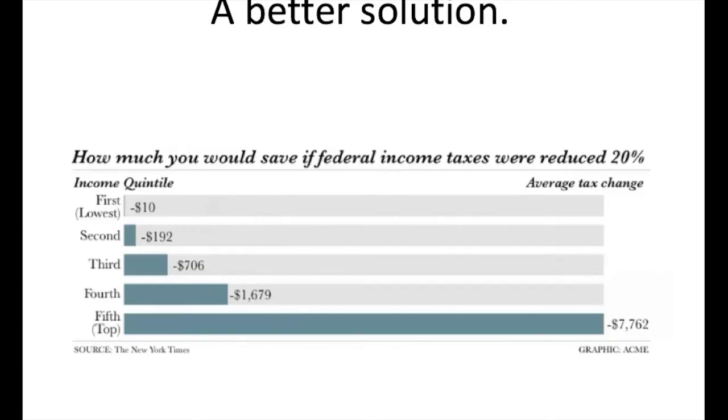So a better solution to the question that we were just looking at, how much would you save if federal income taxes were reduced by 20%, would be a bar chart. So you can see a much, much, much more striking difference between data presented in the 4th and 5th quartiles here, and a much easier way to comprehend that information.